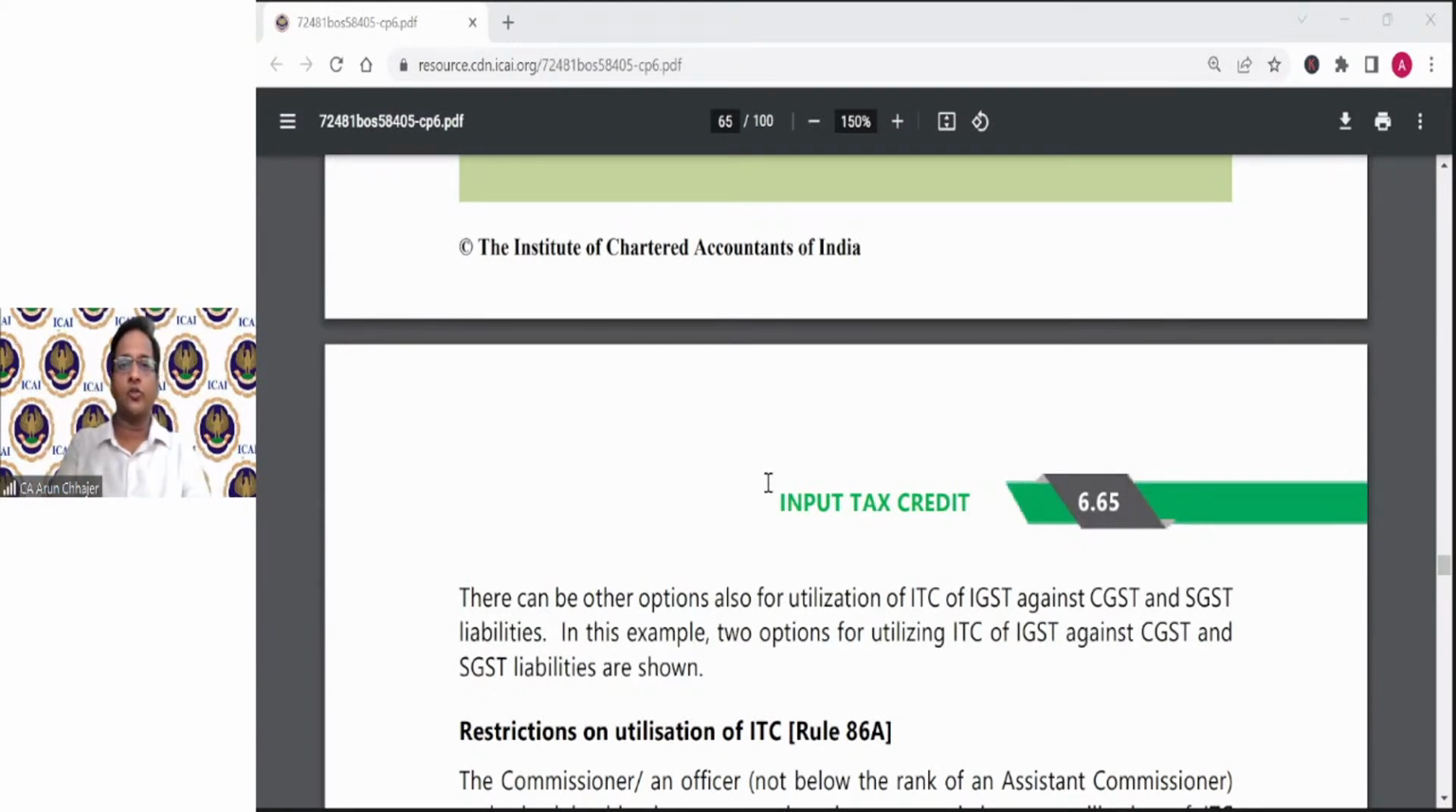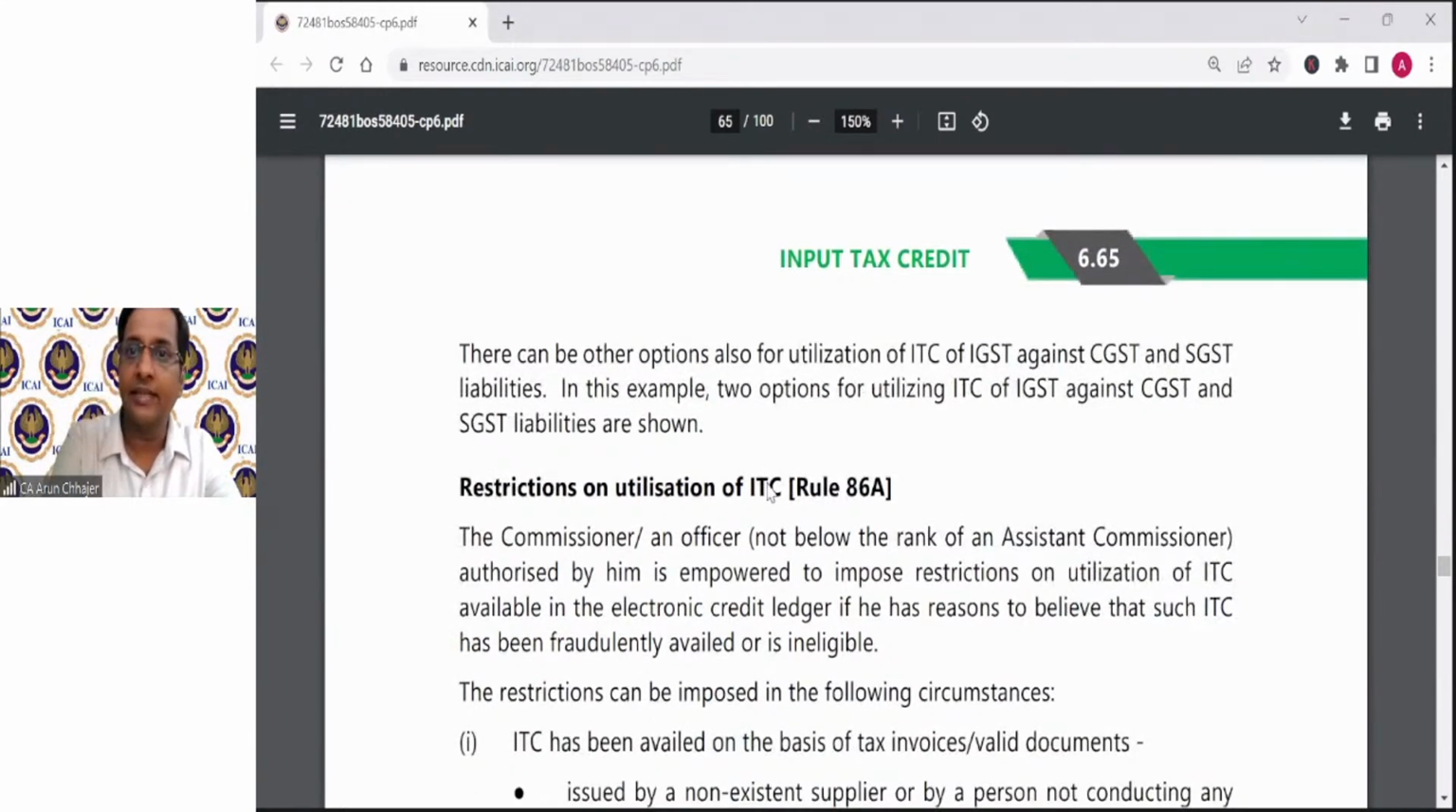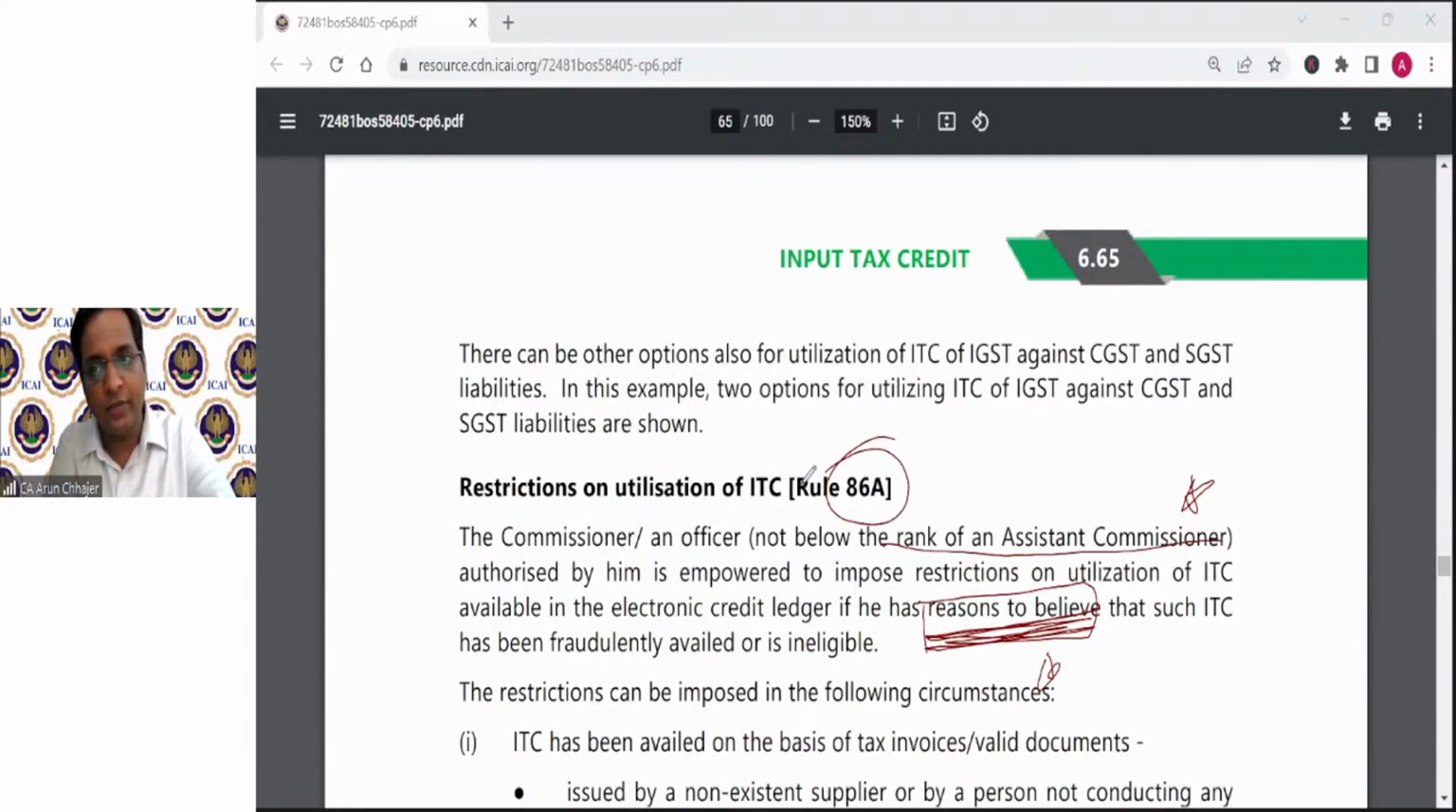Okay. So, what is the Rule 86A restriction on utilizing the ITC? It simply says that an officer not below the rank of assistant commissioner, authorized by him, is empowered to impose the restriction on utilization of ITC. Which ITC? The ITC available in the electronic credit ledger. The important point which should be there in your answer: the words "reason to believe" and "not below the rank of the assistant commissioner". These words have to come if the question is directly or indirectly on Rule 86A.